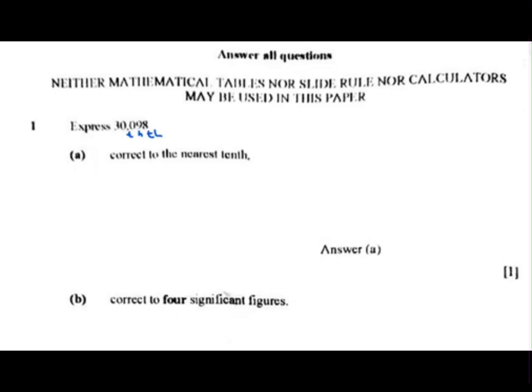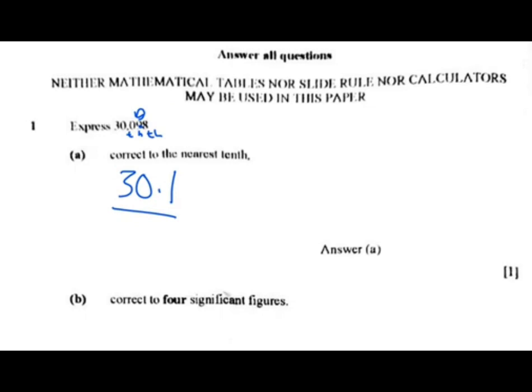So you look at the first number to the right of the one which you want to round. If it is more than 5, you are going to add 1 to the number which you are going to round, and then the other ones will be replaced by zeros. So that will be 30.1.